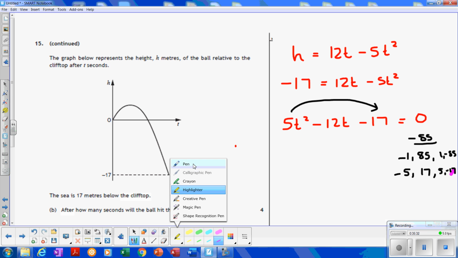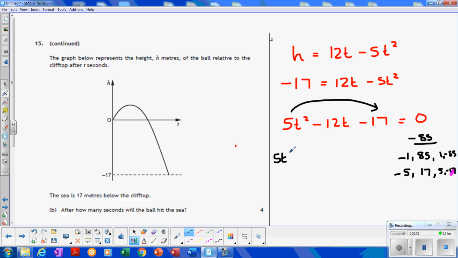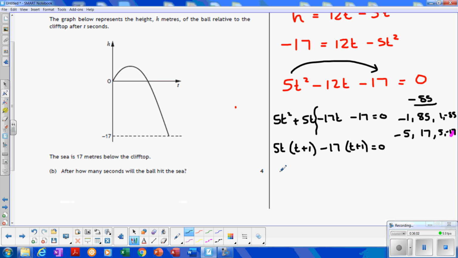Right, so we're going to split that. So that's going to be 5t squared, plus 5t minus 17t, and we've got minus 17. So we'll break it down the middle. Highest common factor is 5t, so that will give me t plus 1. Highest common factor there is minus 17 because I want t plus 1 in that bracket. And remember it's all equal to 0. Make up your two brackets. So you've got 5t minus 17, and you have t plus 1 equal to 0.